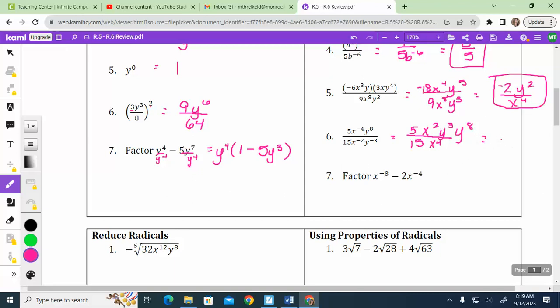So then if we reduce, 5/15 would be a 1/3. We have 2 x's on top, 4 on the bottom, so that leaves us with 2 on the bottom. y cubed times y to the 8th is y to the 11th. So y to the 11th over 3x squared.